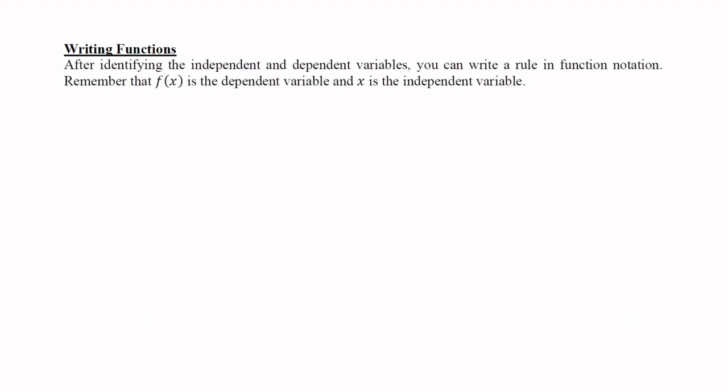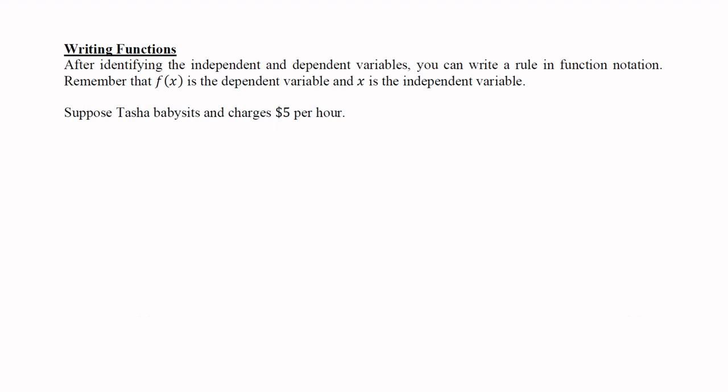Now that we can determine what our dependent and independent variables are, we can start to write functions. After identifying which variable is which, we can write a rule in function notation. Remember that f of x is the dependent variable and x is the independent variable.